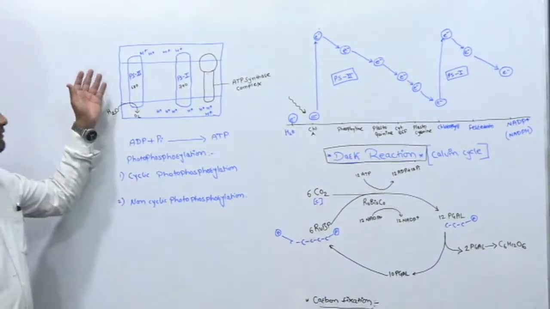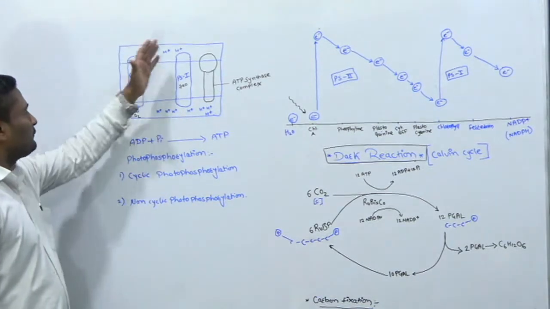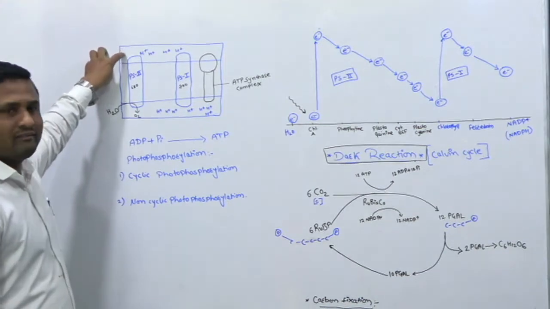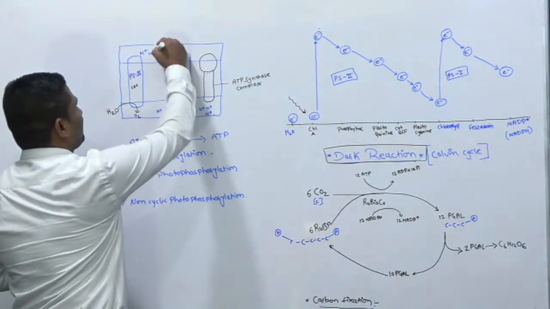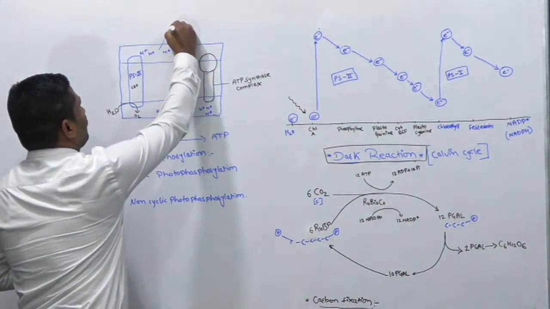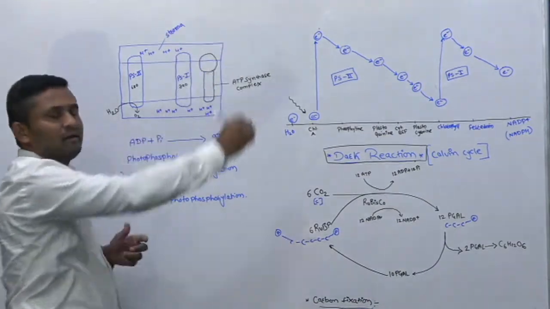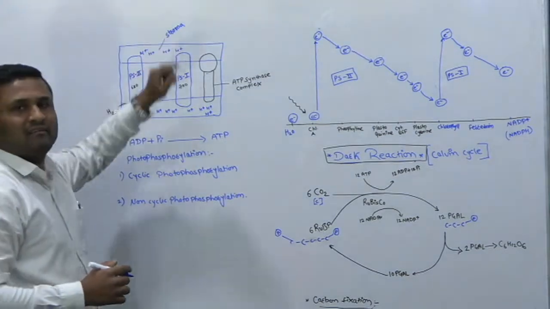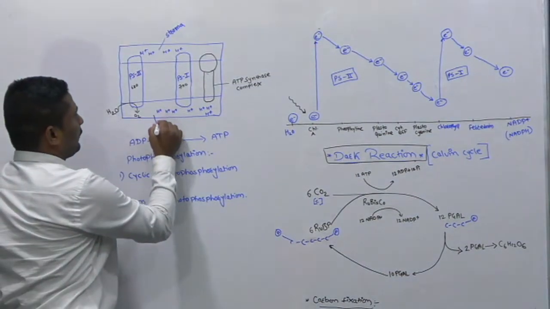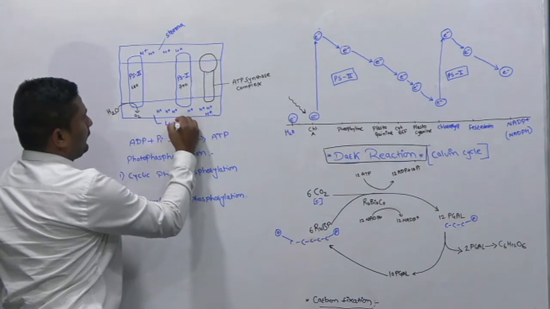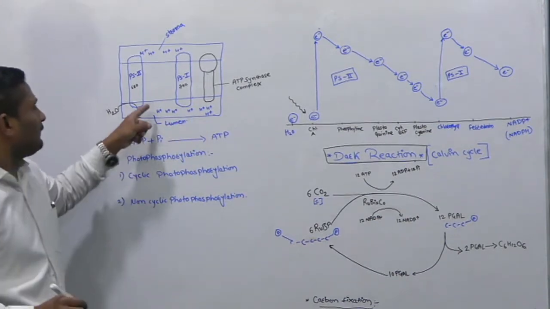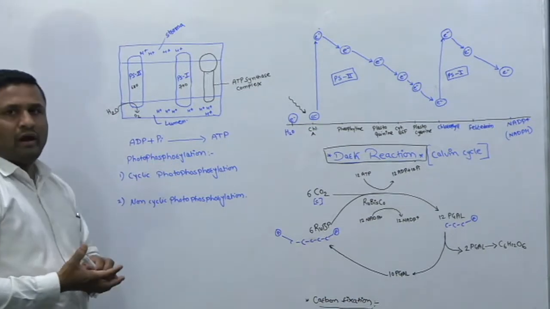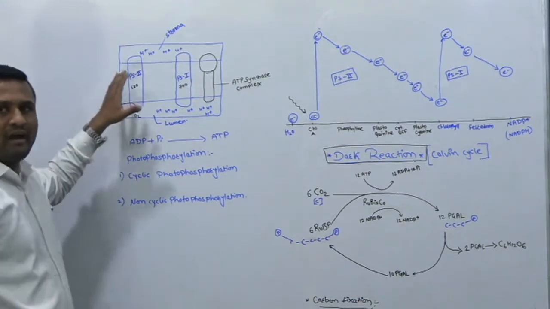This type of box we have seen in the last lecture, in which this is the part we called stroma. Remember, the fluid that is present inside the chloroplast is called stroma, and this part we called lumen. This is the space or the fluid that is present inside the thylakoid. So I will just review this. What was happening here in light reaction?